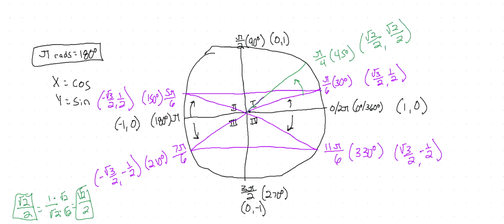All right, so jumping over into quadrant 2, this is 3 pi over 4.